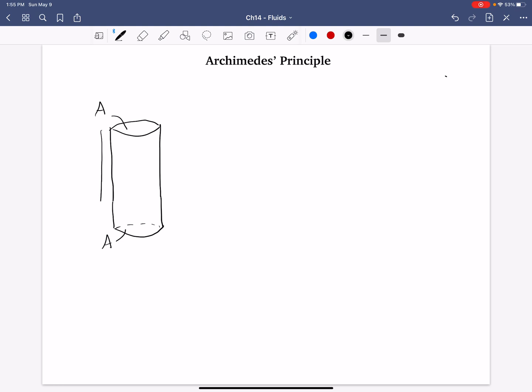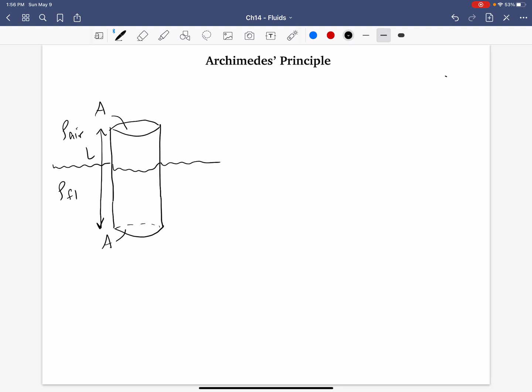All right, so this cylinder has a top area A and a bottom area A, and it's of length, or height, if you will, capital L. All right, and so this is partially submerged in a fluid. I'm going to draw something like that. There is some height that extends above into the air, and some height that extends below into the fluid. So above, it's basically the density of air, and below, it's the density of fluid.